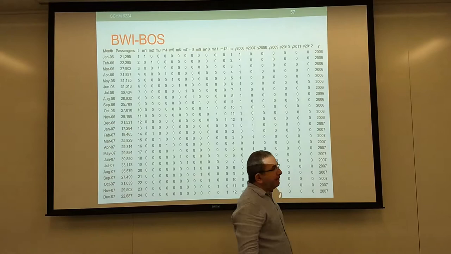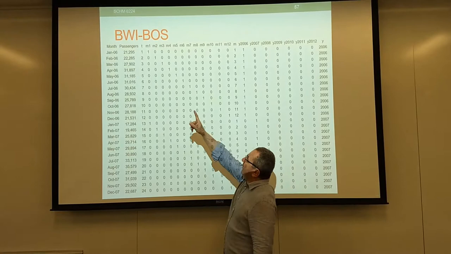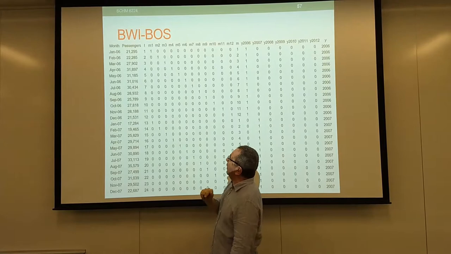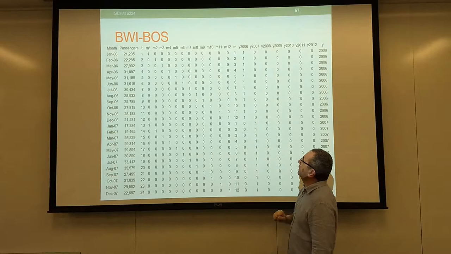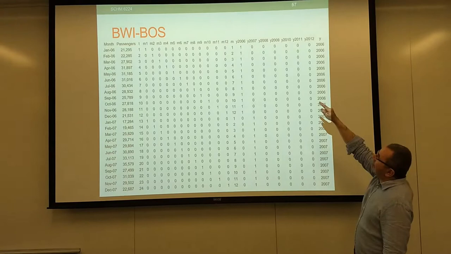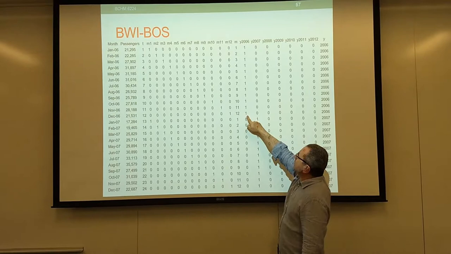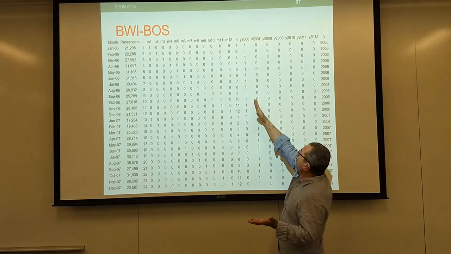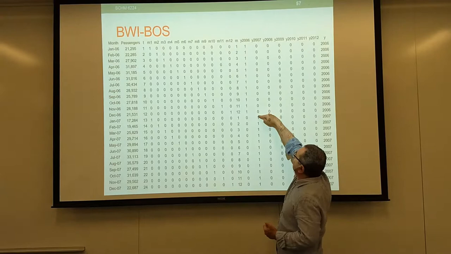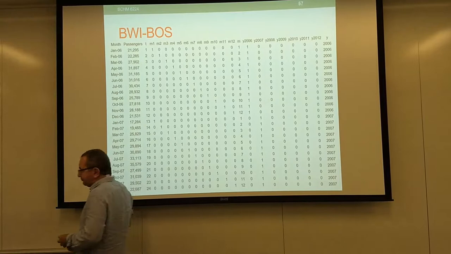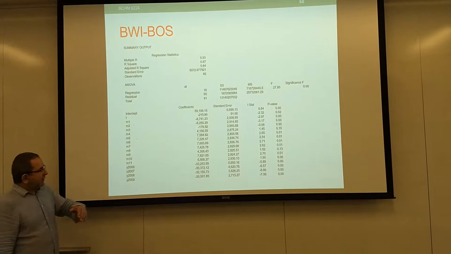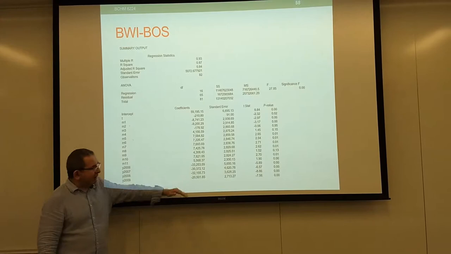So what we can do is, we have the passenger numbers and then we have the period, 1, 2, 3, 4, 5, etc. And then we have dummy variables that show month, M1 through M12. And for each year, we can have one dummy variable. So Y2006 indicates the year 2006. All other year dummy variables are zero. And then we have Y2007 here. All other year variables are zero, etc. Okay, we could do that. And when we do that, the year dummy variables are added to the model.